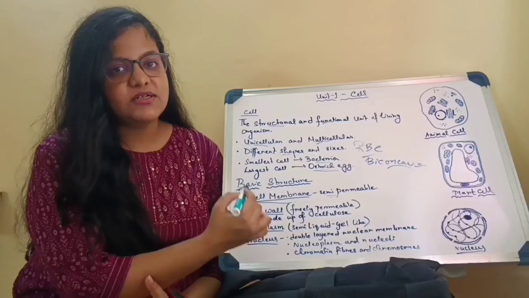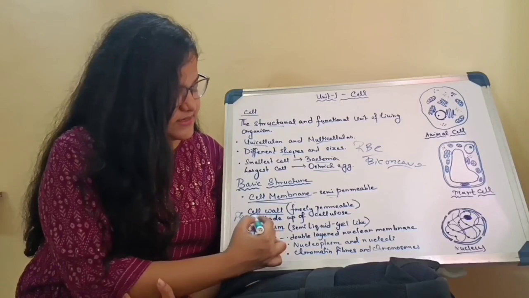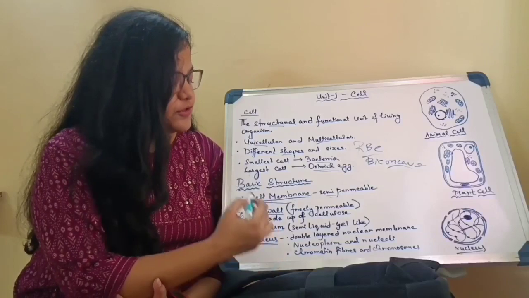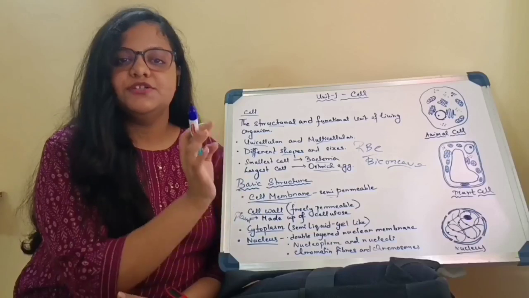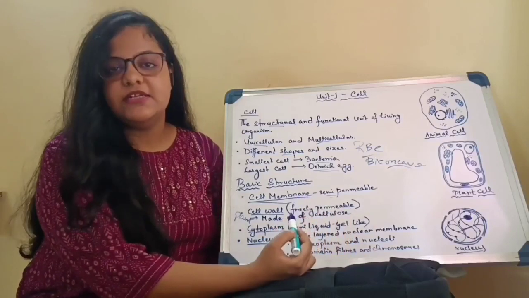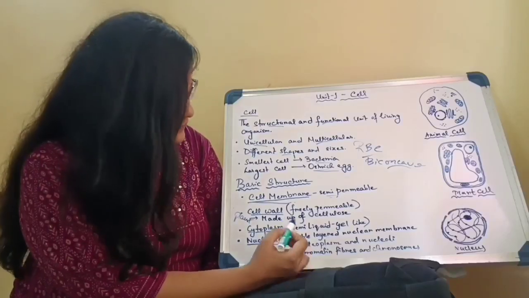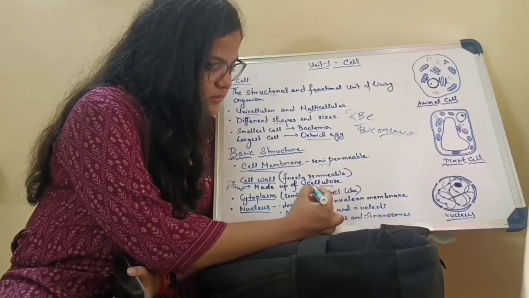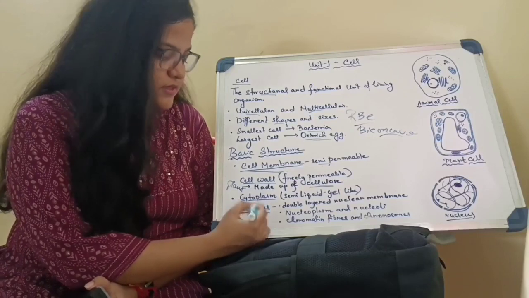There is also another covering specifically for the plant cell, the cell wall. It is an additional outer membrane over the cell membrane that helps the plant to maintain its shape and rigidity. We have to also notice that it is freely permeable in nature, that is, it allows all substances to pass through it. Remember that the cell wall is made up of cellulose. Don't forget this.